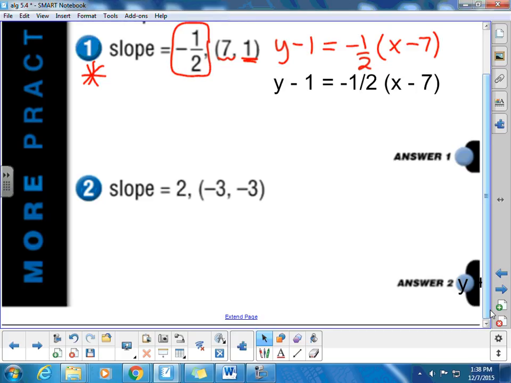So try number 2, writing an equation in point slope form for the problem where the slope is 2 and you go through -3, -3. Put me on pause while everybody gives that a try.